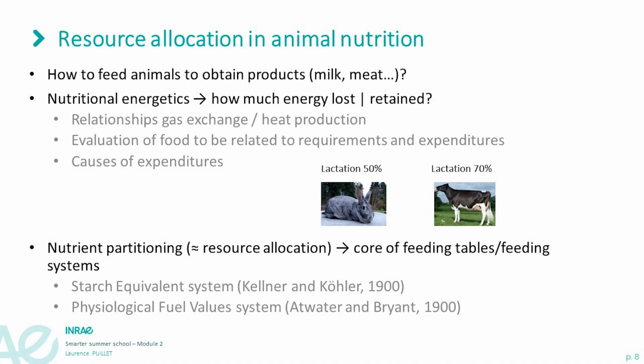And saying that, very quickly comes the question of nutrient partitioning. For animal nutritionists, it's really important to understand how nutrients are partitioned among functions. So here is the link with resource allocation theory. And this nutrient partitioning has been the core of the development of feeding tables. How much should you feed this cow or this sheep or this goat that is growing or not, first lactation, second lactation, litter size 1, 2, 3, and etc. And the first systems were quite old, finally.